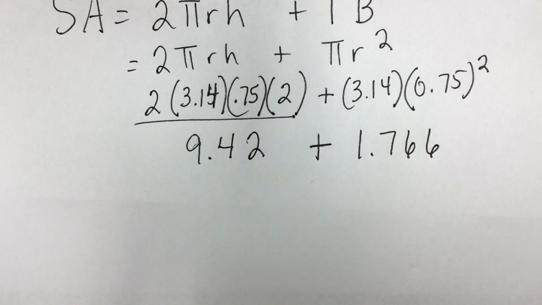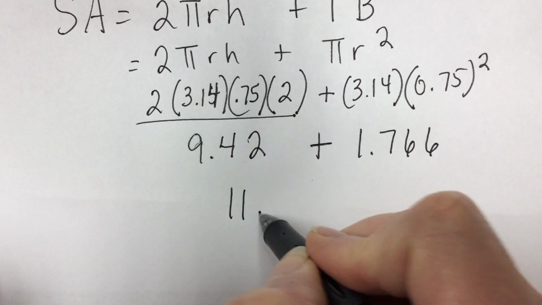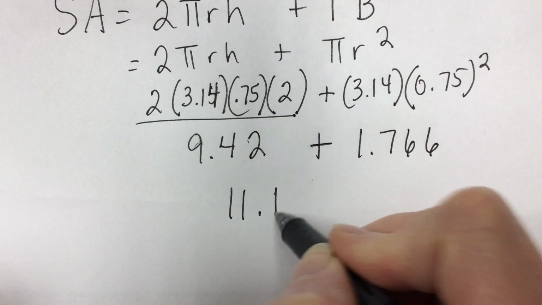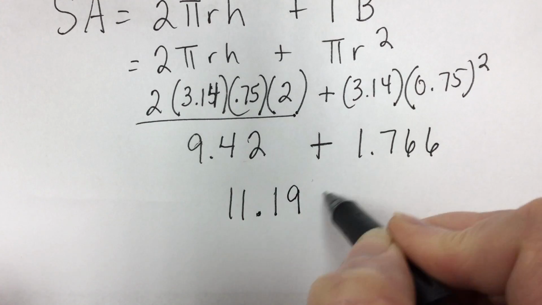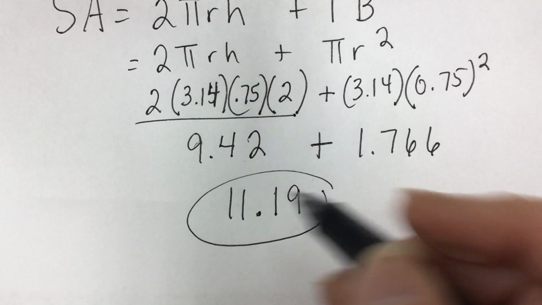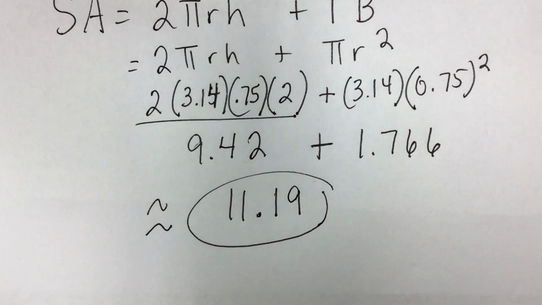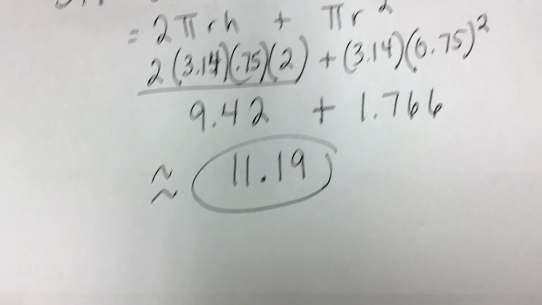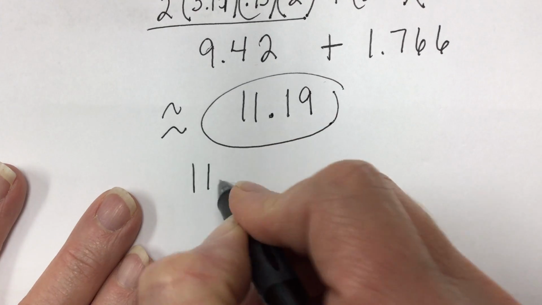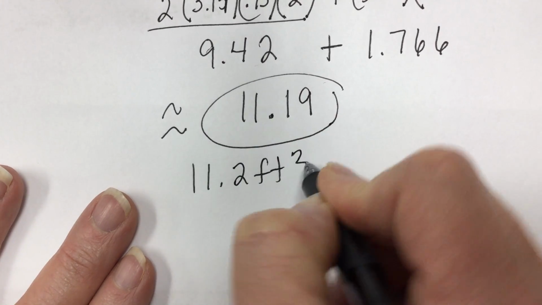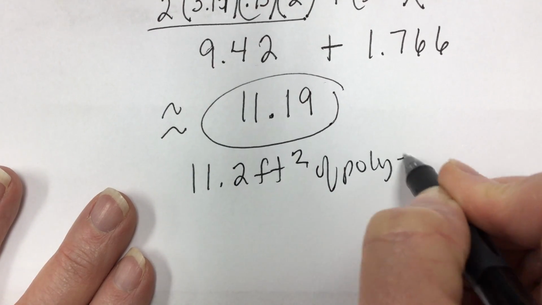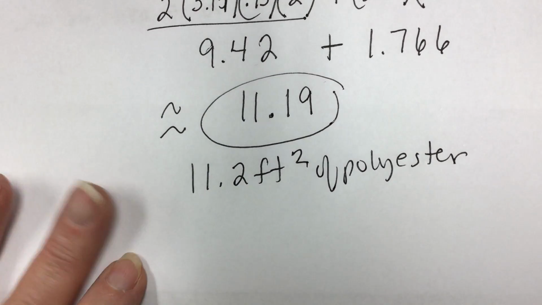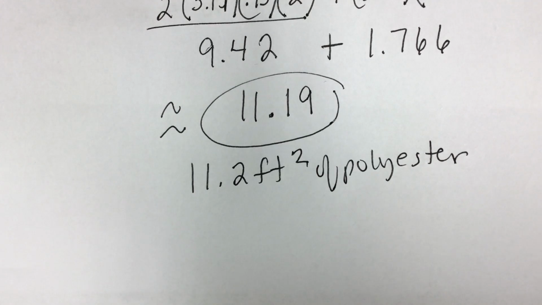So if we add these two together, I end up with 11.186, so I'm going to round it to 11.2. So this is approximately 11.2. So the manufacturer will need about 11.2 feet squared of polyester for the hamper. 11.2 feet squared of polyester. Remember, surface area is units squared.